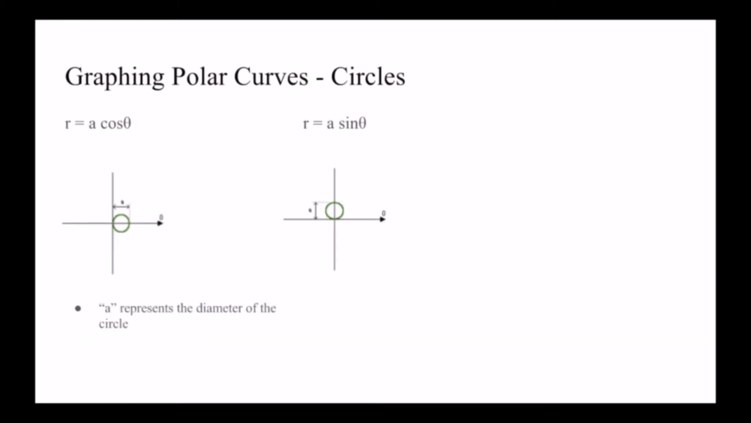The first polar curve I'll be talking about today is the circle, which is represented as r equals a cosine of theta or r equals a sine of theta, and a represents the diameter of the circle. In a polar equation of a circle that has cosine theta in it, it means that the leftmost edge of the circle will touch the pole, whereas for an equation with sine of theta, it means that the bottommost edge of the circle will touch the pole.